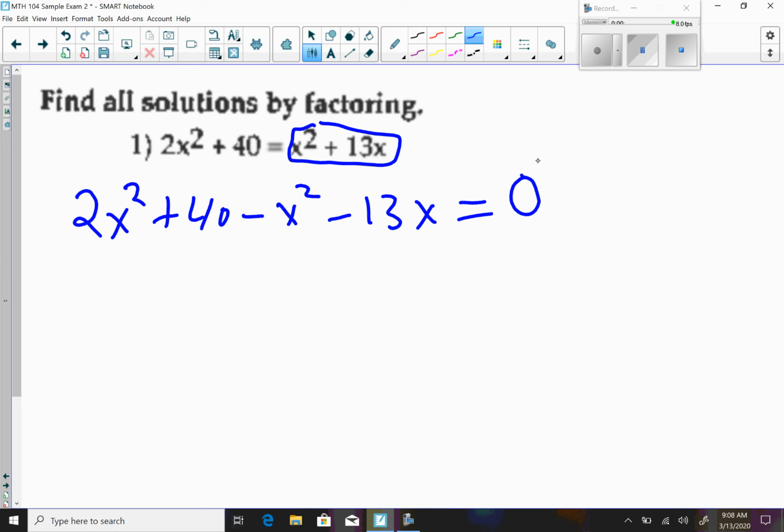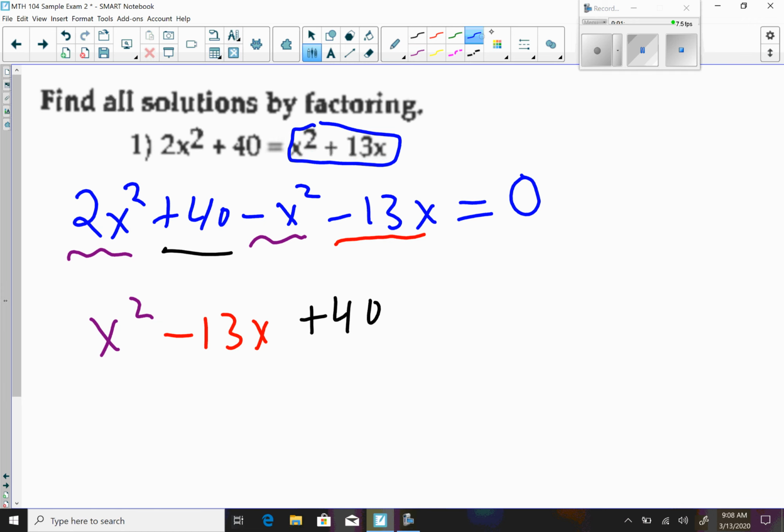Combine like terms. 2x squared minus 1x squared is x squared. Minus 13x gets copied. The plus 40, we copy that. And equals 0, copy. We now factor the trinomial, x squared minus 13x plus 40. X squared is x times x.